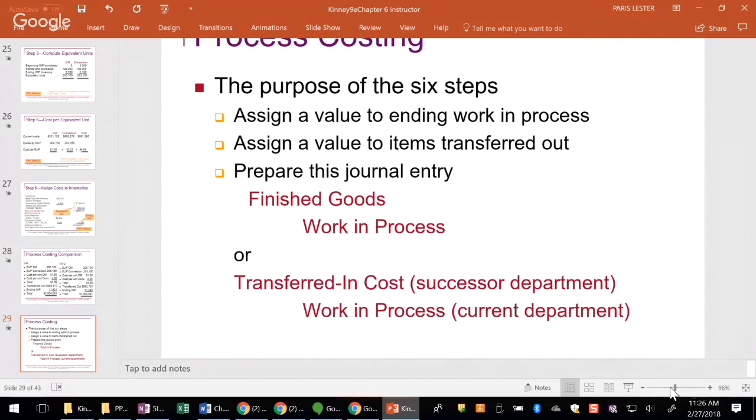Now, the purposes of doing all this: we need to put a value on ending inventory for your balance sheet because it is an asset. Assign a value to items transferred out. We want a cost of goods sold. Prepare the journal entry for finished goods.